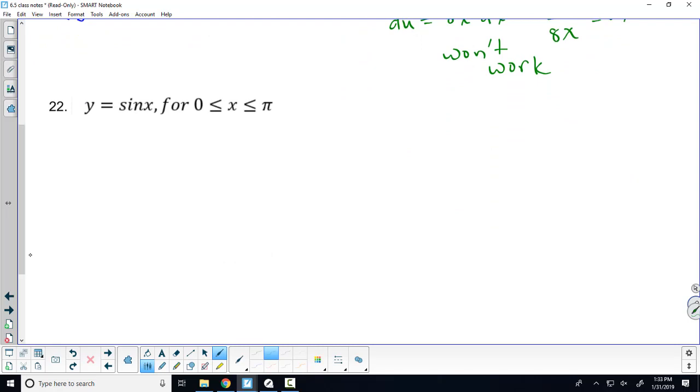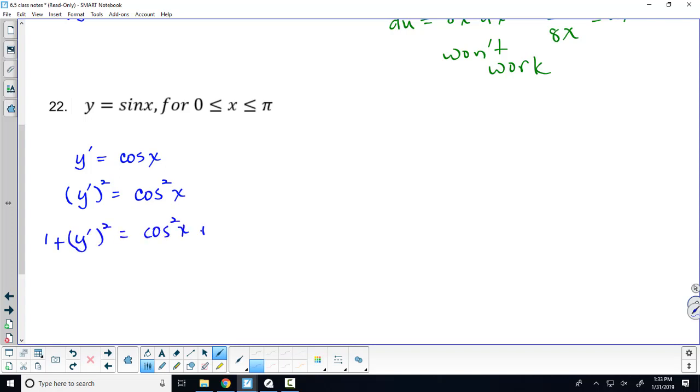All right, so let's take a look at our situation here. We take the derivative, we get cosine, we square it, we get cosine squared, we add 1. We have cosine squared of x plus 1. So our integral for the arc length is the integral from 0 to pi of the square root of 1 plus cosine squared x. And similar situation, we can't integrate that at this point.